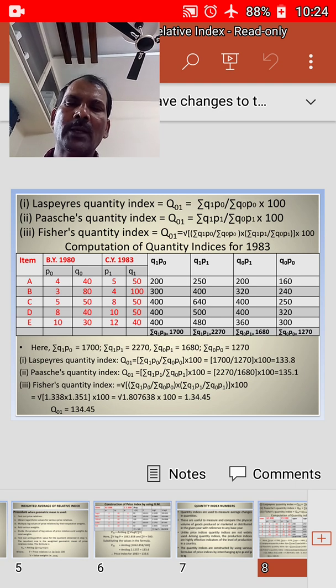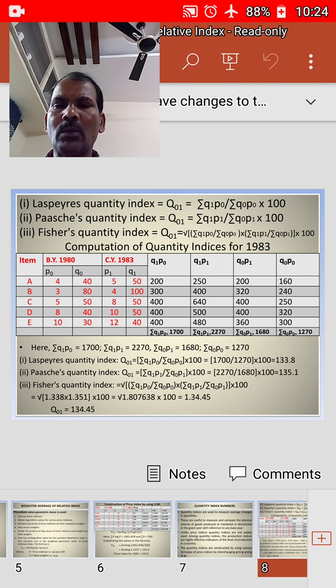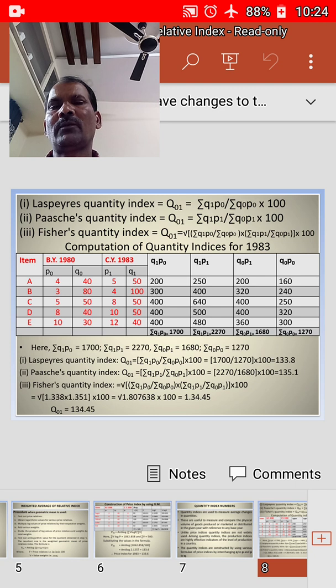If you multiply 1.338 into 1.351, you will get 1.807638, under root, into 100. Then if you find the under root value, you will get 1.3445, and into 100 is equal to 134.45, which will be the Fisher's quantity index. Okay, Fisher's quantity index.